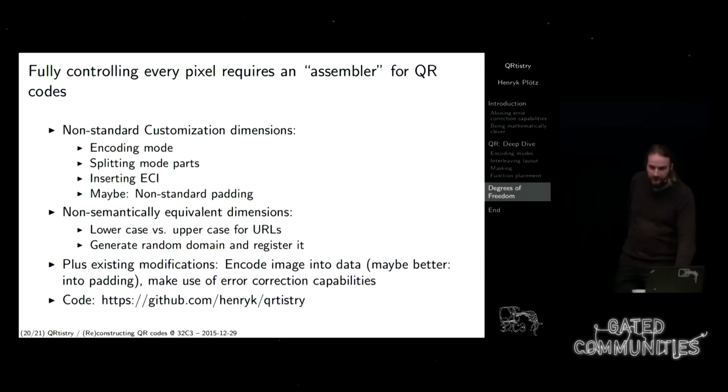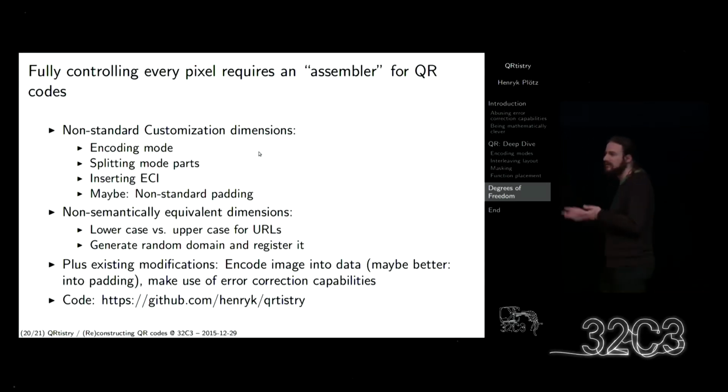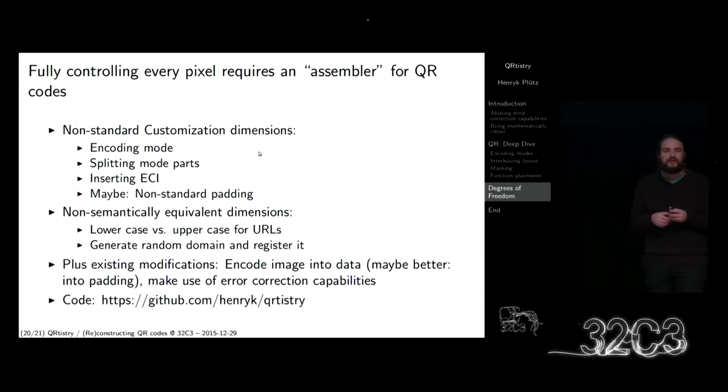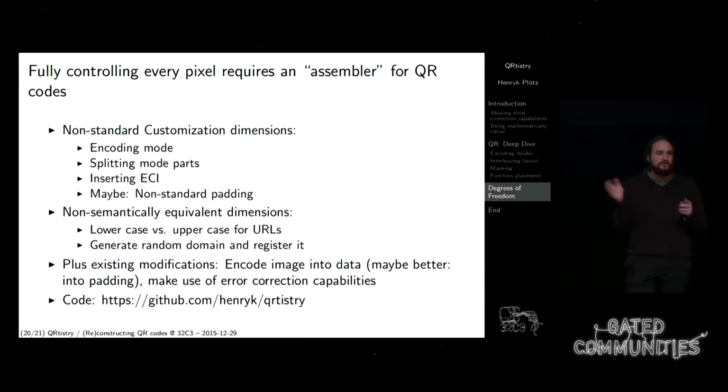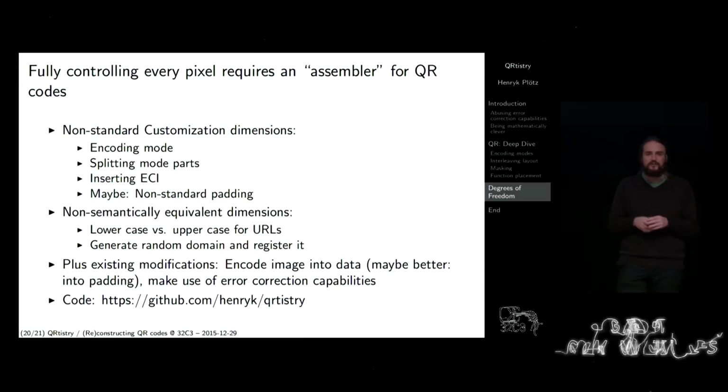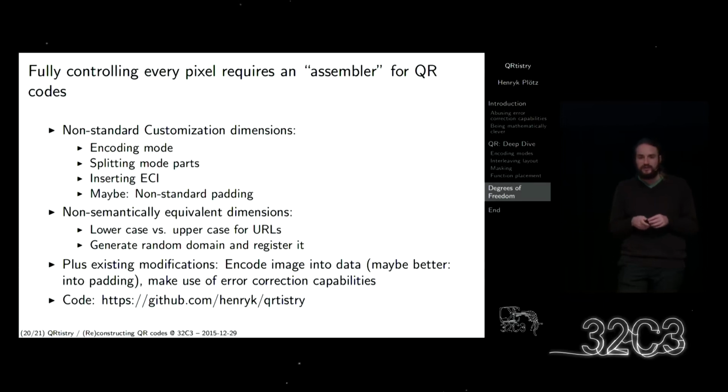Those are the non-standard dimensions which you can customize. You can play with the encoding modes. You can split encoding modes within the text, which will be semantically equivalent. You can insert extended channel interpretation into it at random points if you want to.